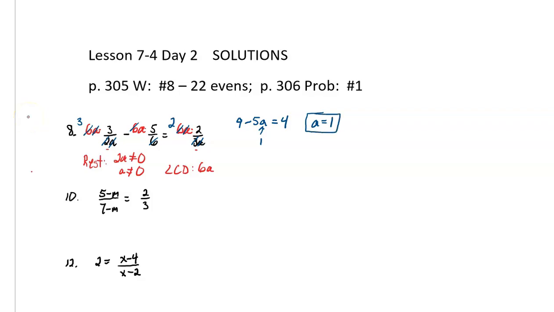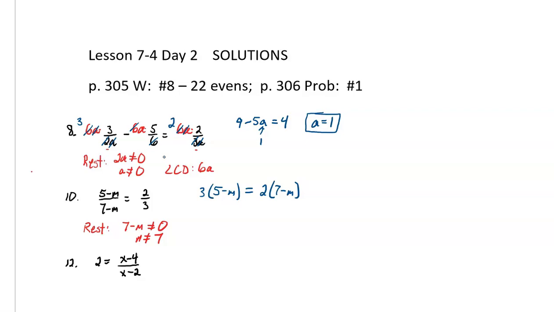Number 10. There's a variable in the denominator, so there is a restriction. The denominator cannot be equal to 0. Therefore, m cannot be equal to 7. Now this is a proportion, so I'm going to choose the cross-multiplying technique. The product of the extremes is equal to the product of the means.